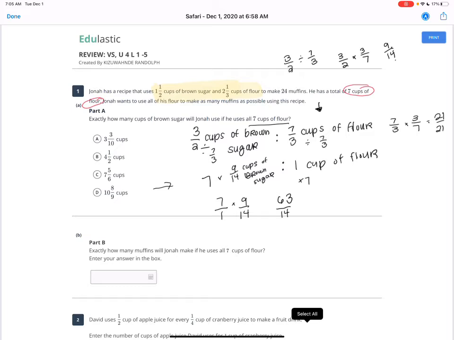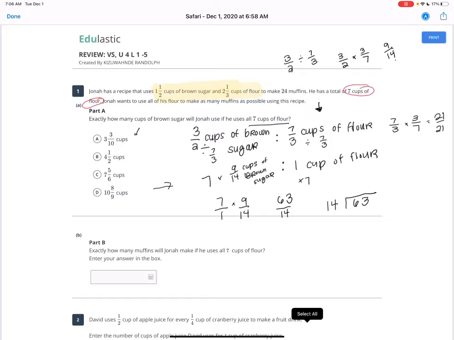But I need to turn this improper fraction into a mixed fraction because my answers are in mixed fraction form. Okay. So I have 14, and I'm going to divide that numerator. Now I need to do a little bit of sidebar math.